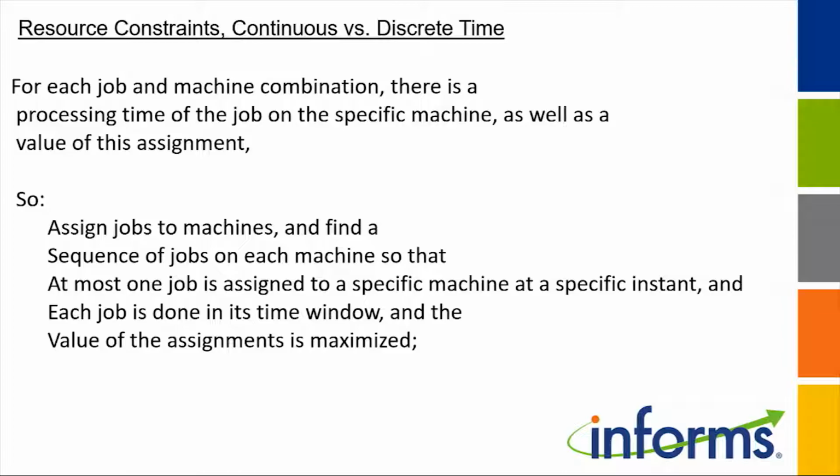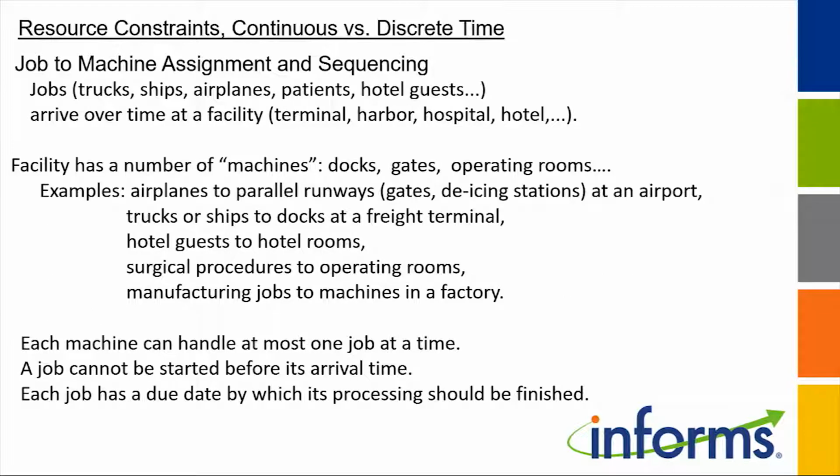There are no precedence constraints here, but there will be time window constraints. So there's a ready time at which the thing is available, and then there is a finish time on which you'd like to finish it. And you may assign a value to assigning a particular job to a particular machine. So what are some examples of that? Easy to understand might be assigning trucks, ships, whatever, to facilities. So trucks to docks at a terminal, ships to docks at a harbor, airplanes to runways, or airplanes to gates at the terminal, patients to hospitals, hotel guests to hotels, and so forth. So this problem is fairly general in that sense of assigning tasks to machines with time windows.